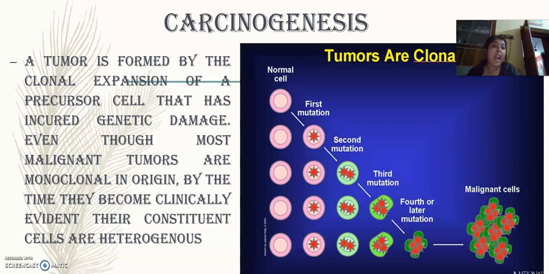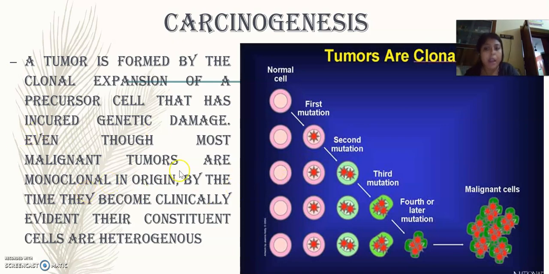If one particular cell containing an antibody is selected, it clones to recognize the antigen. So that is clonal. A tumor is formed by the clonal expansion of a precursor cell that incurred genetic damage. This particular sentence is very important. Genetic damage makes one cell, and that cell is a precursor cell. This precursor cell undergoes clonal expansion.